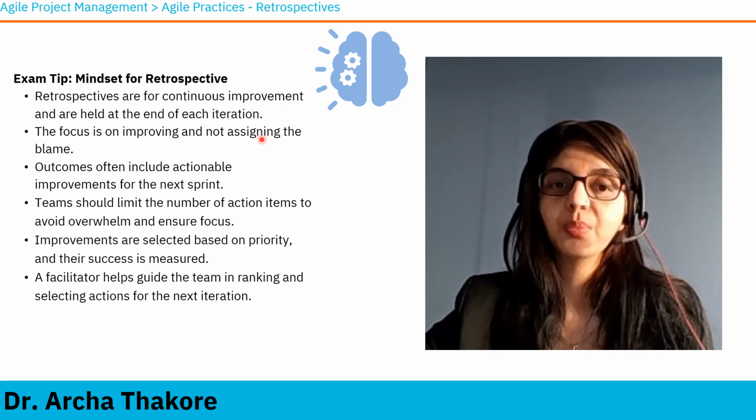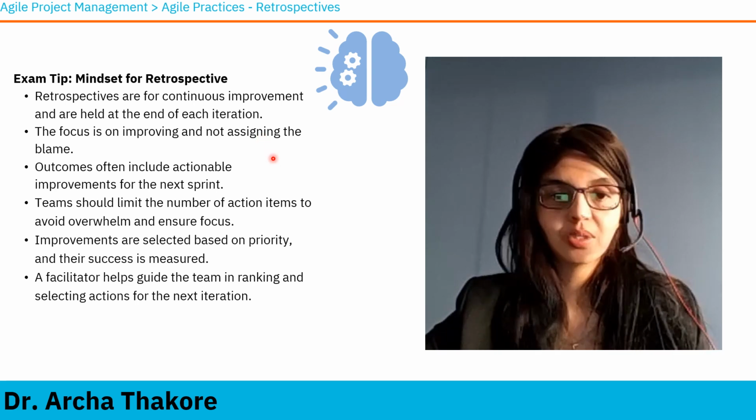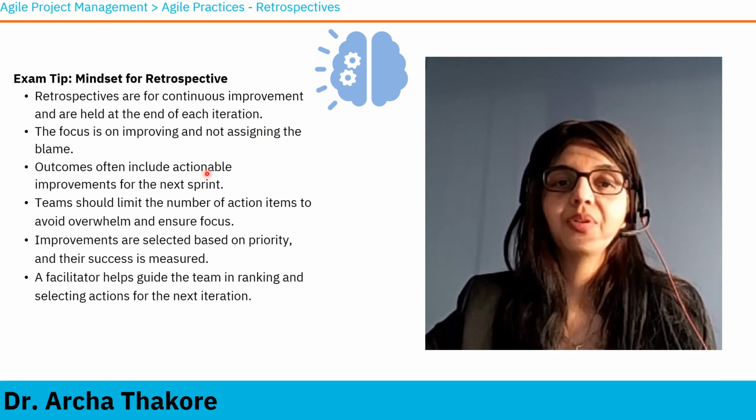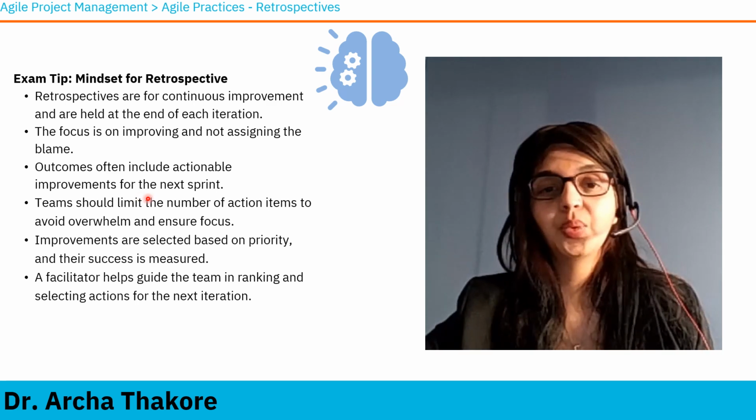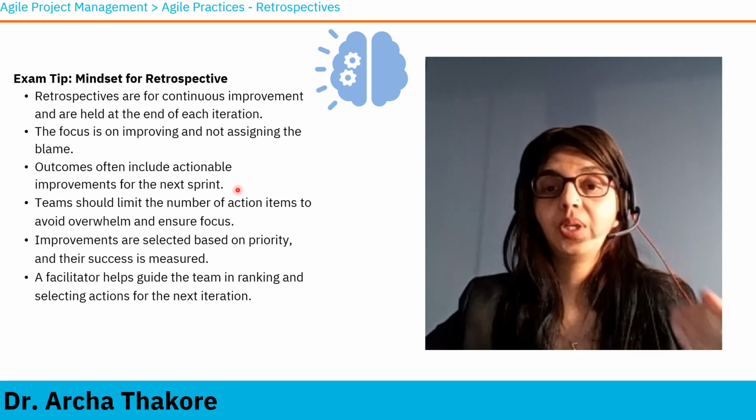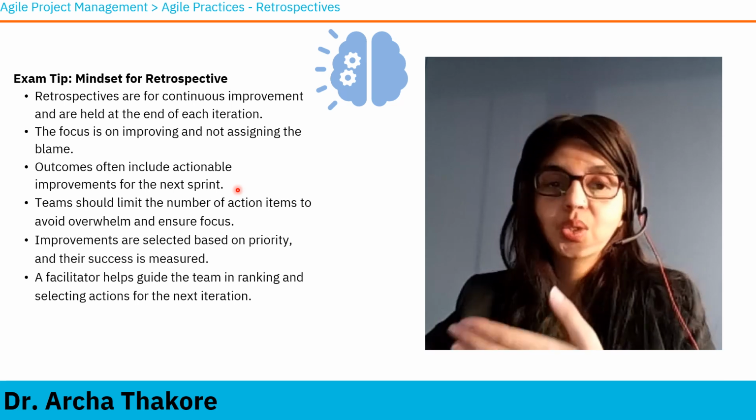The focus is on improving and not assigning the blame. We just talked about it. Outcomes often include actionable improvements. They should include actionable improvements for next sprint. What needs to be done in the next sprint?